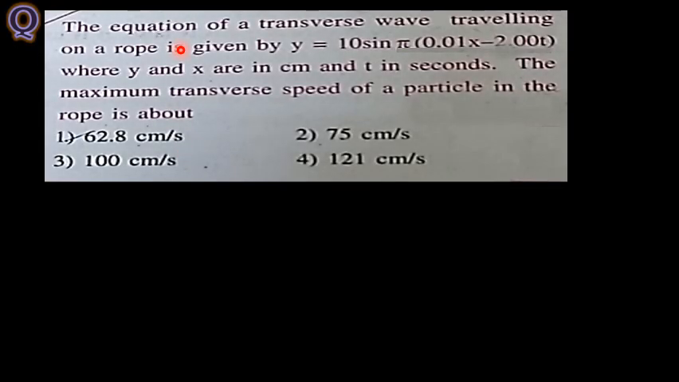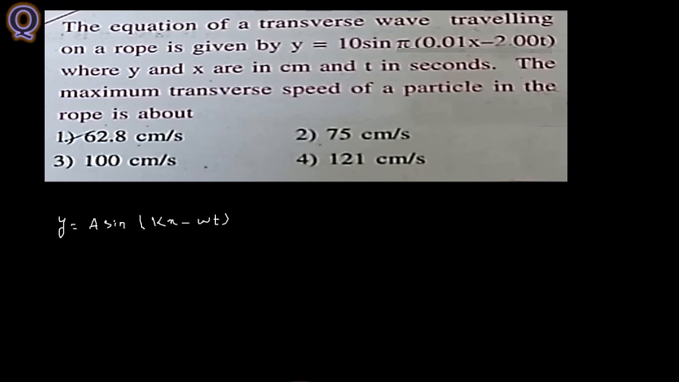Here, the equation of a transverse wave traveling on a rope is given by, they have given the traveling wave, that is the progressive wave, with y and x in centimeters, t in seconds. The maximum transverse speed of the particle in the rope is, so they are asking about speed here. Now in this case, you just compare this equation: y is equal to a sin(kx minus omega t).